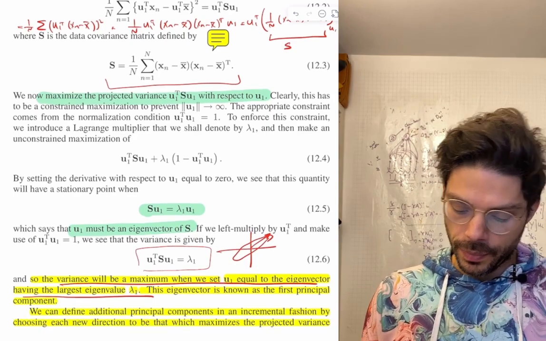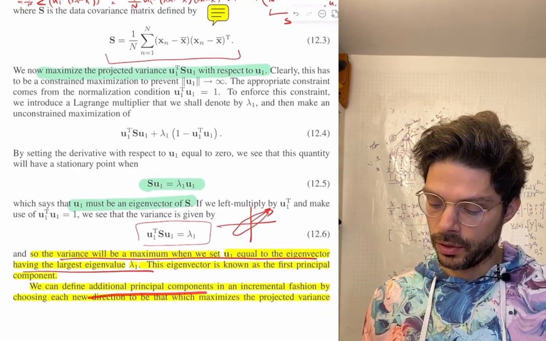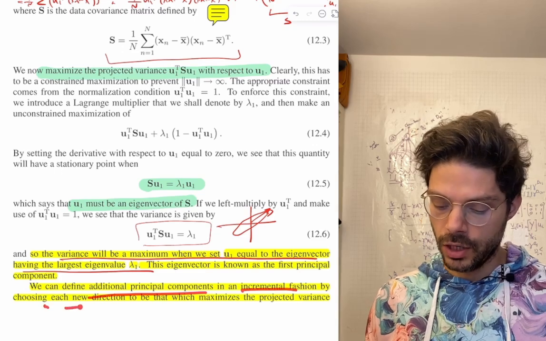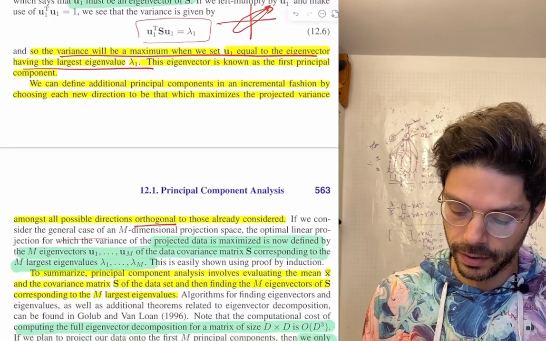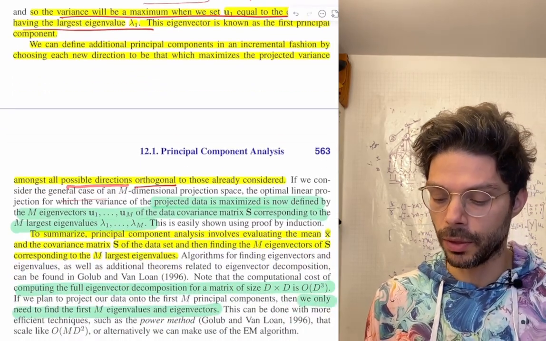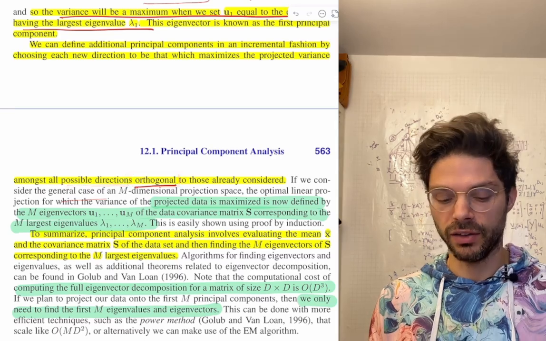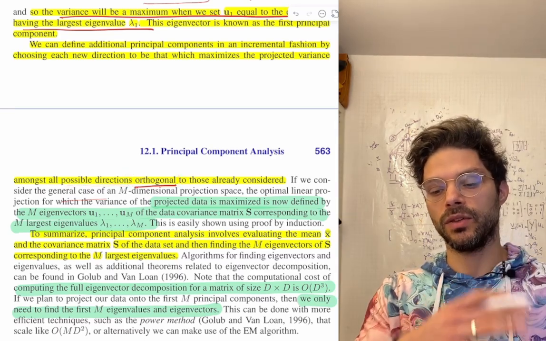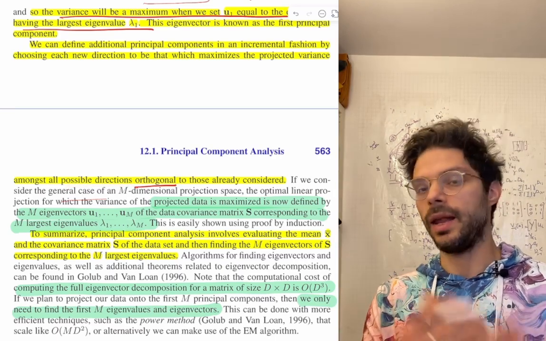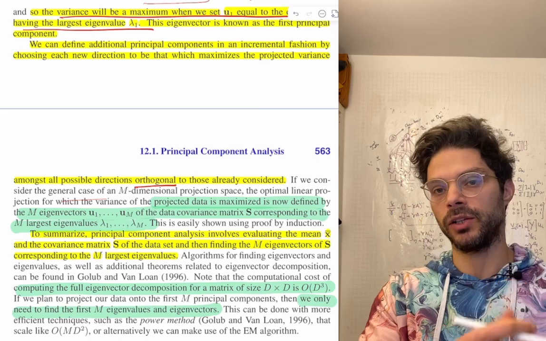Okay, so now we can define additional principal components in an incremental fashion by choosing each new direction to be that which maximizes the projected variance. So we've already done that amongst all possible directions, but orthogonal to those already considered. Like we've already got one, and now we look at the next best direction that's perpendicular to the ones we already have.